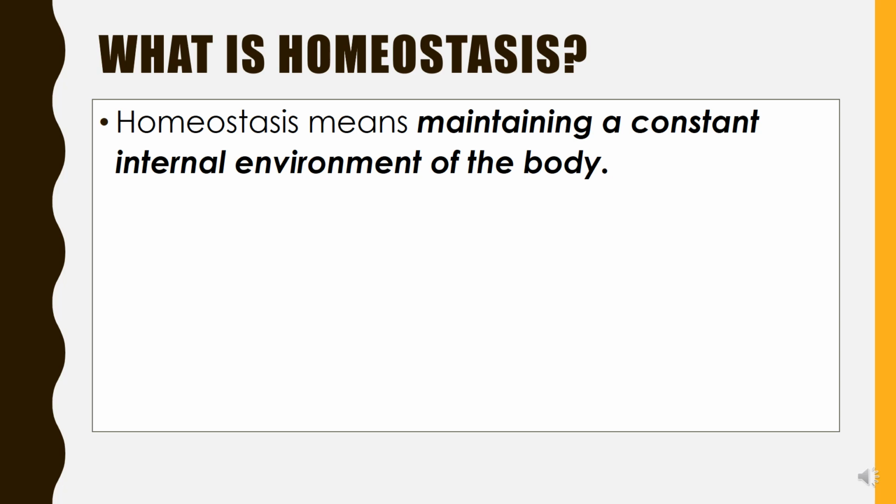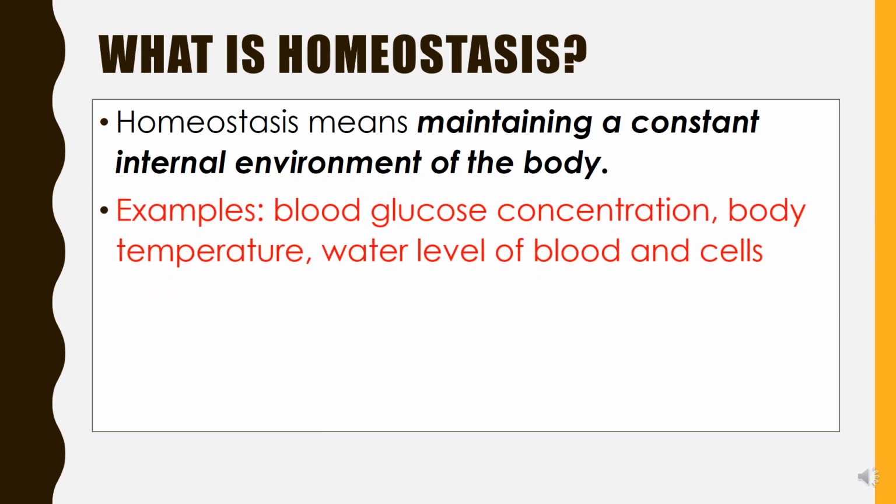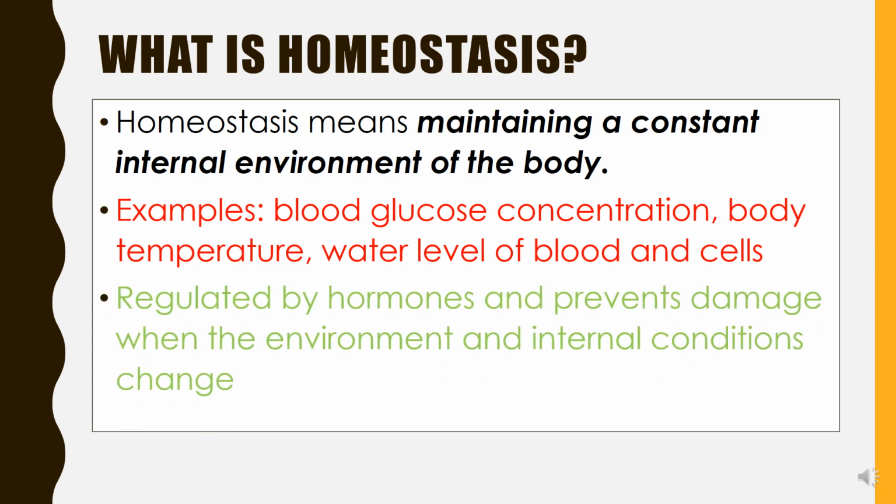So what is homeostasis? Homeostasis means maintaining a constant internal environment of the body. It's important to learn this definition so that you can answer exam questions. Examples of homeostasis include blood glucose concentration, body temperature, and the water level of blood and your cells. It's important to maintain a stable blood glucose concentration, our body temperature at 37.5 degrees Celsius on average, and the water level of our blood and cells so that our chemical reactions and our metabolism can happen efficiently. This process of homeostasis is regulated by hormones and prevents damage when the environment and internal conditions change in our body.